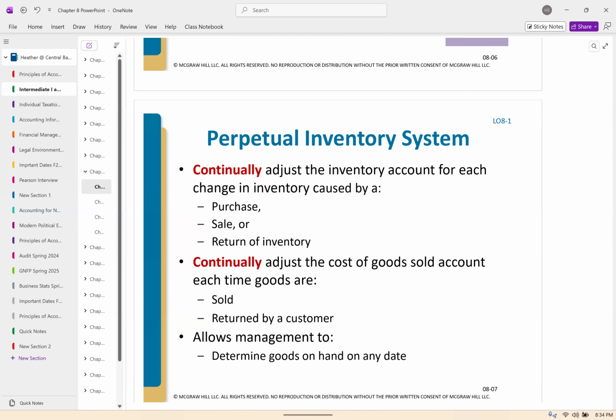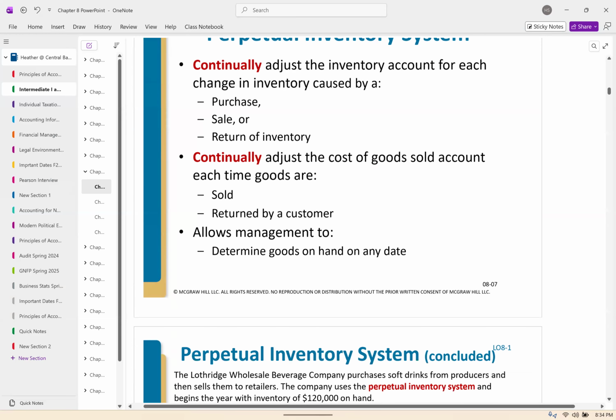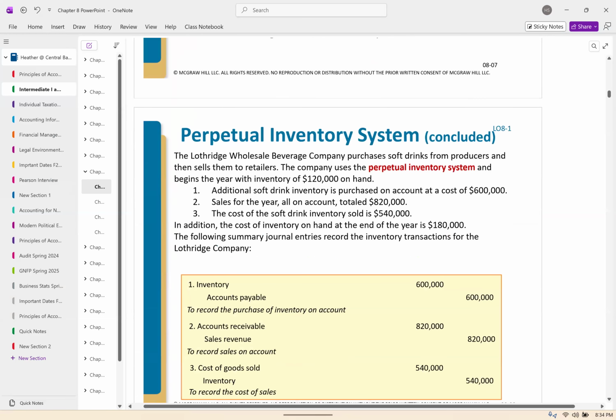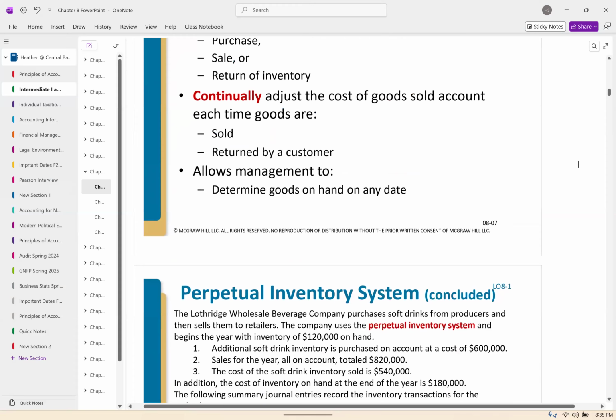So before computers, they used periodic. They really didn't know how much inventory they had at any given point, except when they counted it at the end of the year. That's the only time they knew how much inventory they had. Okay. So this problem is going to go through the journal entries of the perpetual system.